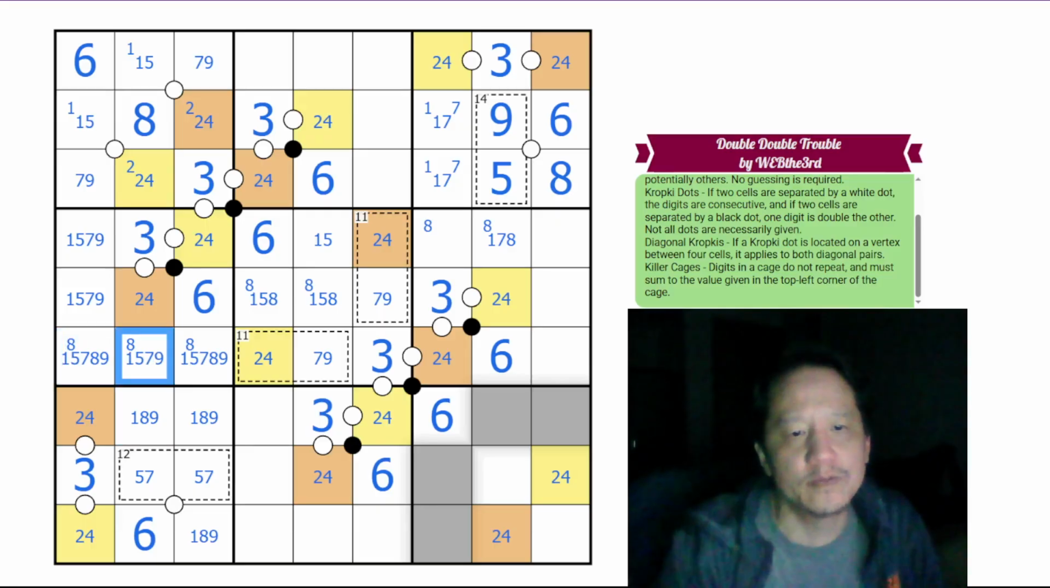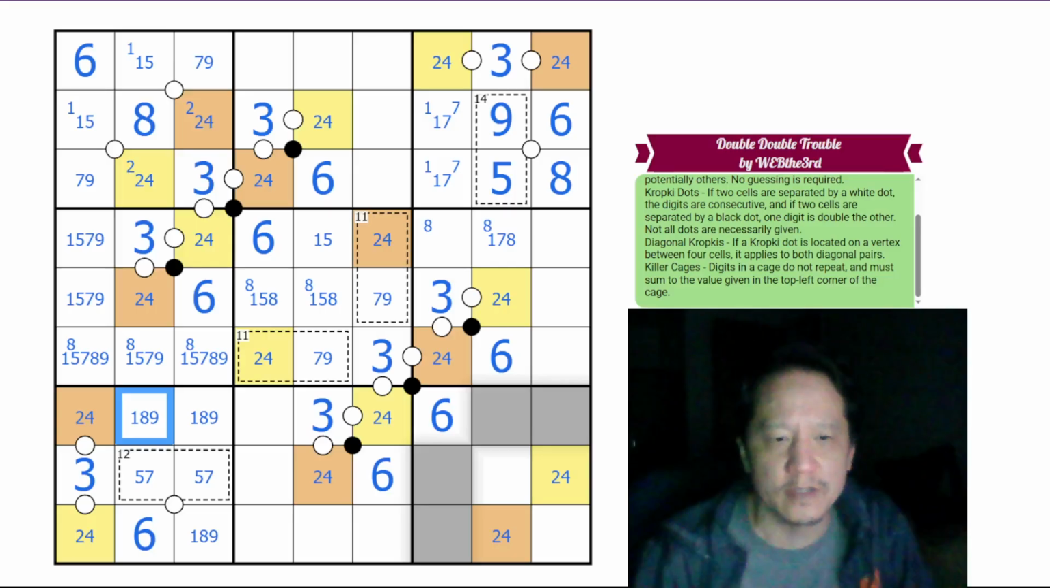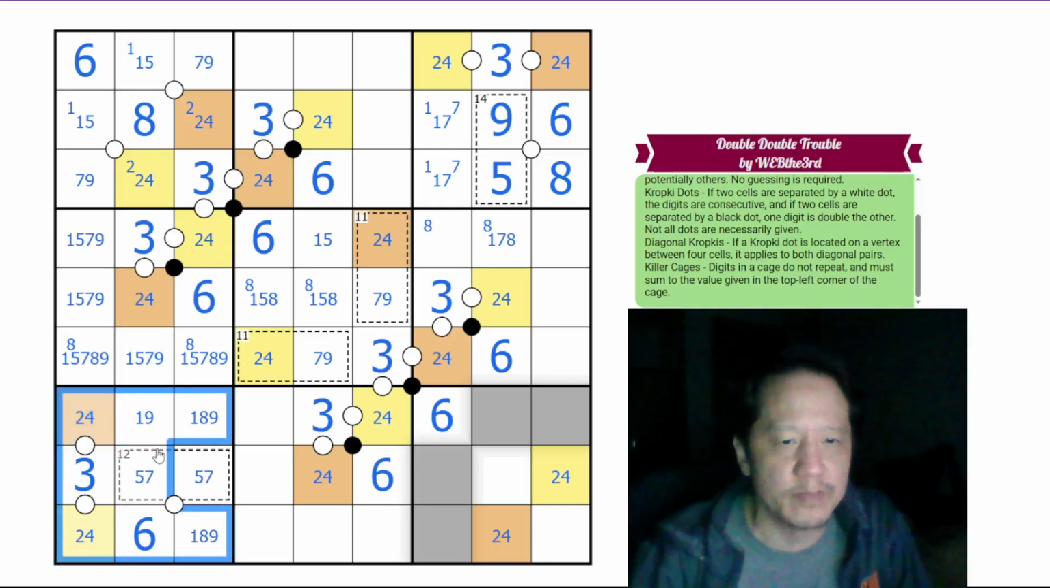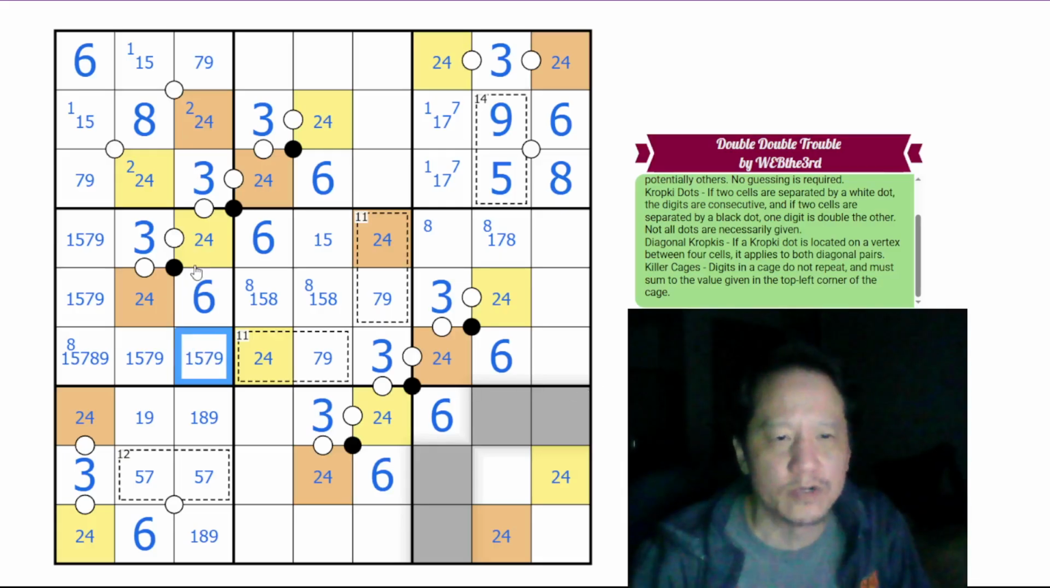No 8 here because of 8 in the column. This can't be 8 because of 8 in the column. So where is the 8 in this lower left-hand box? It's one of these two, which eliminates 8 here. So where is the 8 in this left central box? It must be here. So this is 8.